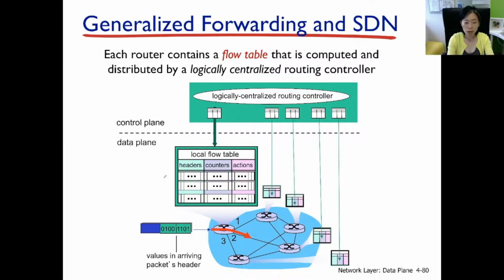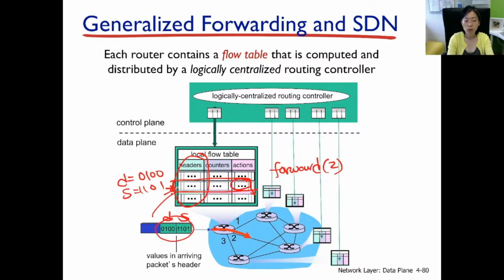Now in order to do that, there needs to be an entry, let's say this one here, matching the destination and source address. So in the header column of this entry, there should be a specification looking like this: D equals 0100, S equals 1101. Therefore, when this packet arrives, we look up, match this entry, and therefore take the action here. Now, forwarding to interface 2, the action there should look like this. So we match this packet to the combination of header fields and take the action.